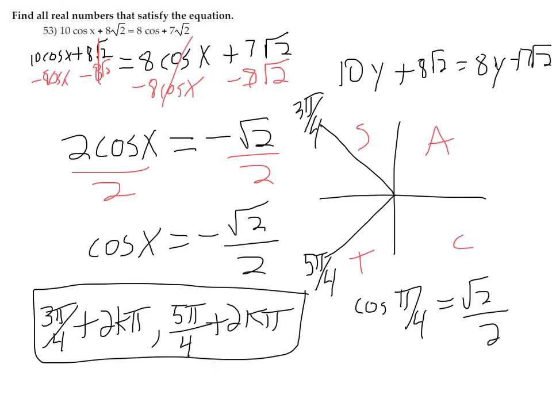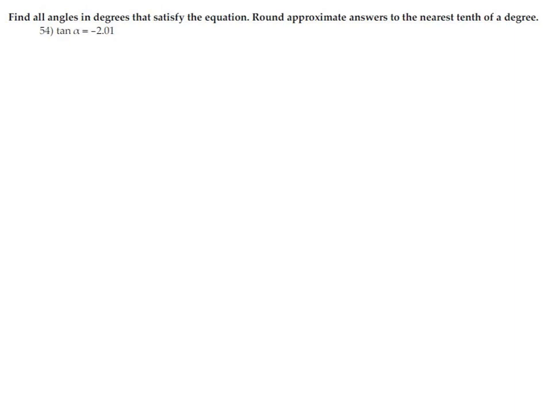Alright, next question. For this problem, it says round to the nearest tenth of a degree, so we're looking for degrees, but it says rounding. The reason why is because I don't know from the unit circle when tangent alpha equals negative 2.01. It's not one of the values that I recognize. So we're going to use our calculator. Make sure your calculator is in the degree mode because they're asking for degrees. To solve for alpha, alpha is going to be arctangent of negative 2.01.